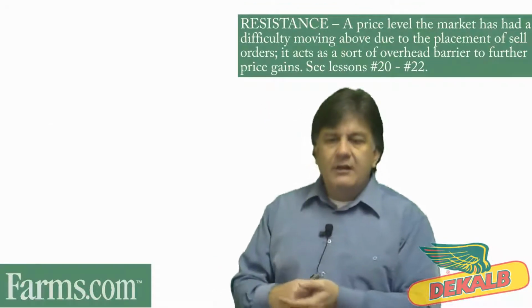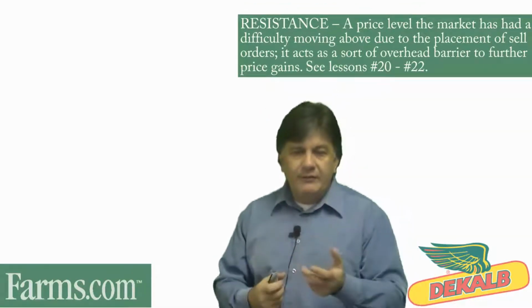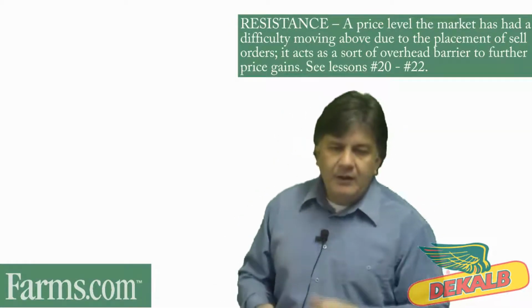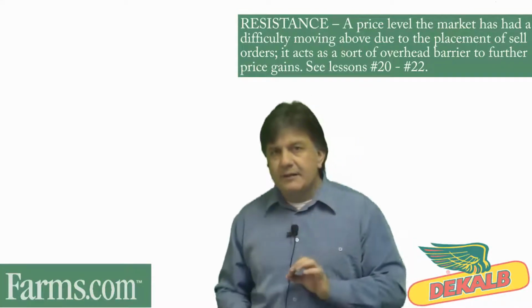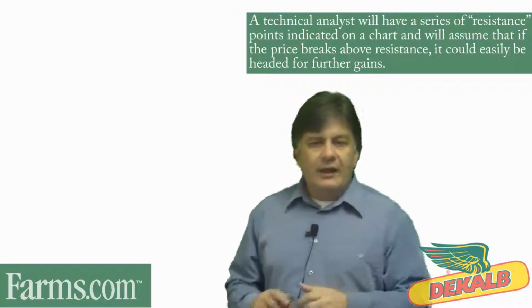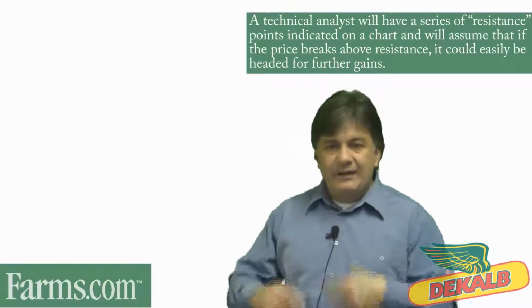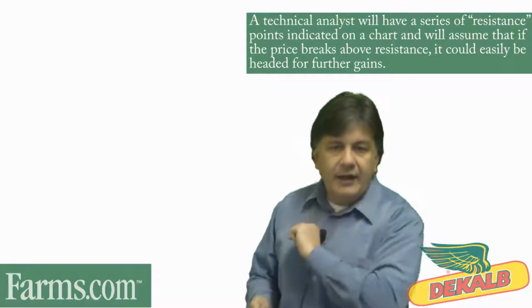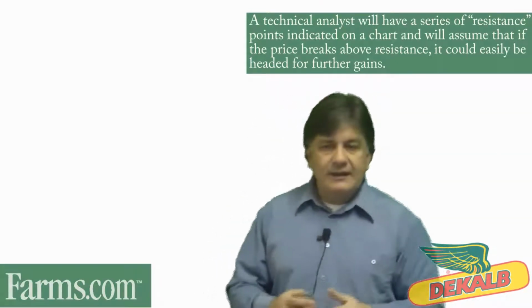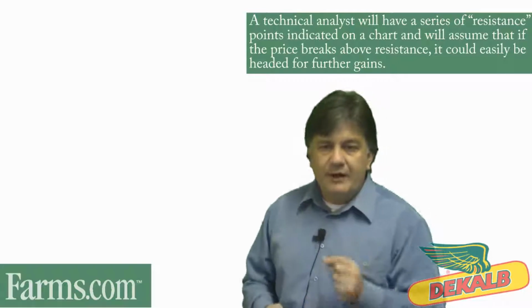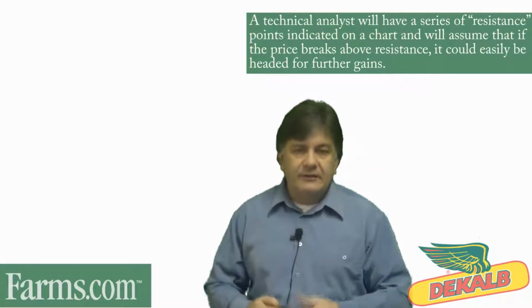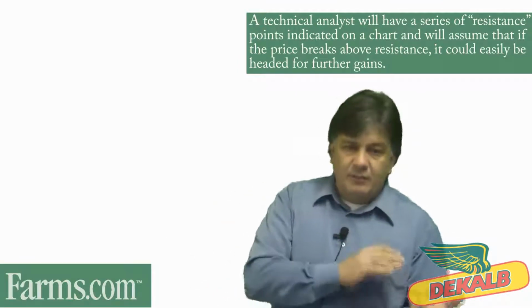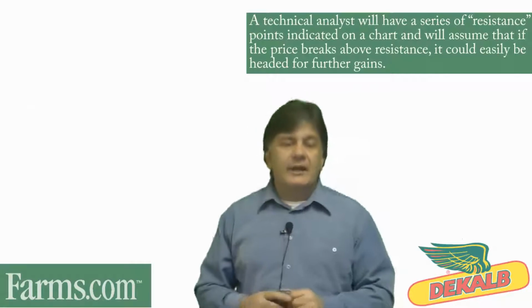Resistance: a price level the market has had a difficult time moving above due to the placement of sell orders. It acts as a sort of overhead barrier to further price gains. See lessons number 20 to 22. A technical analyst will have a series of resistance points indicated on a chart and will assume that if the price breaks above resistance, it could easily be headed for further gains. And the opposite is support. If we break support, then prices could head much lower.